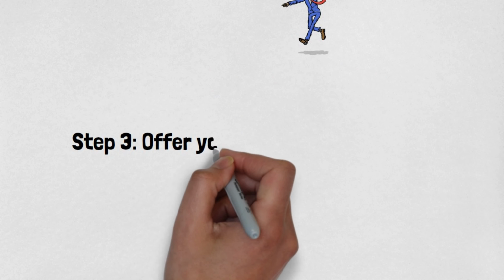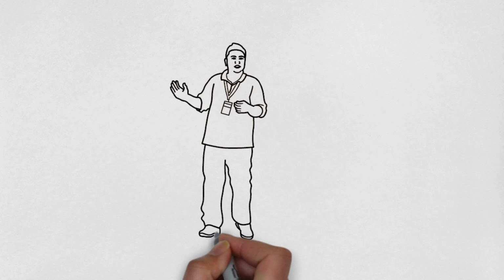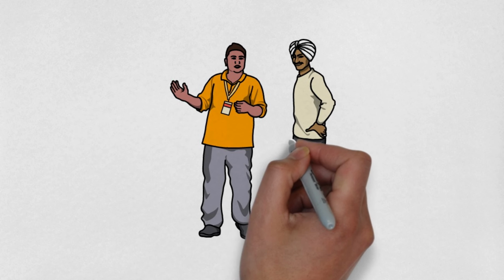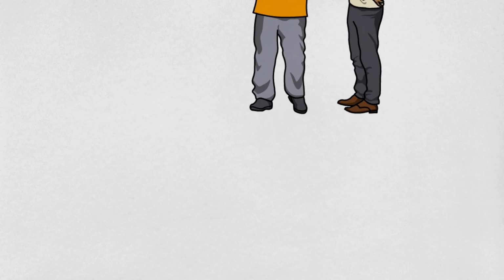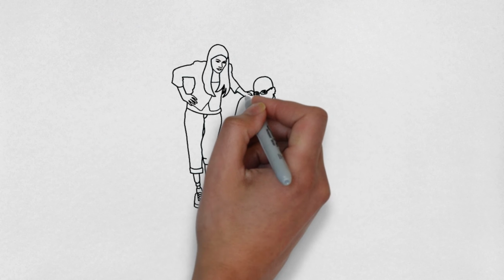Step 3. Offer your services on ChatGPT. You can create a profile on ChatGPT and offer your services as an expert. You can set your own rates and availability. Step 4. Communicate with clients. This includes the length of the audio or video recording, the turnaround time.